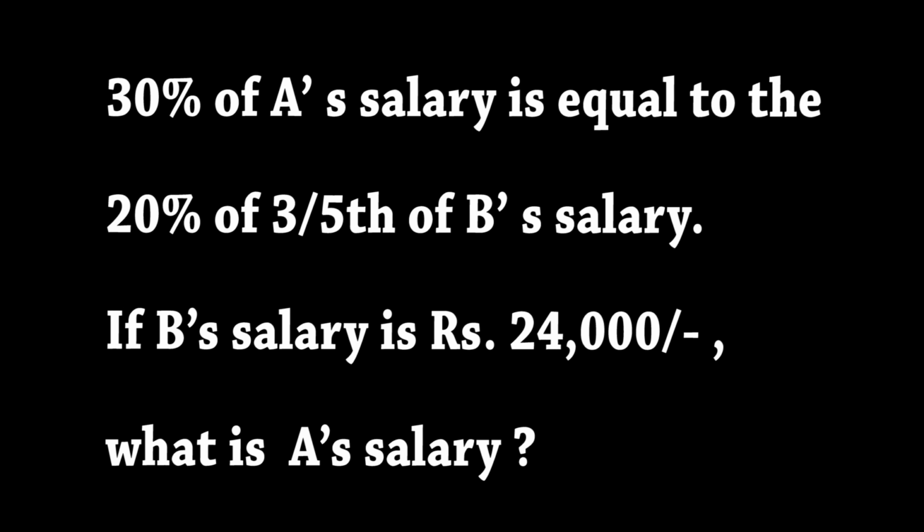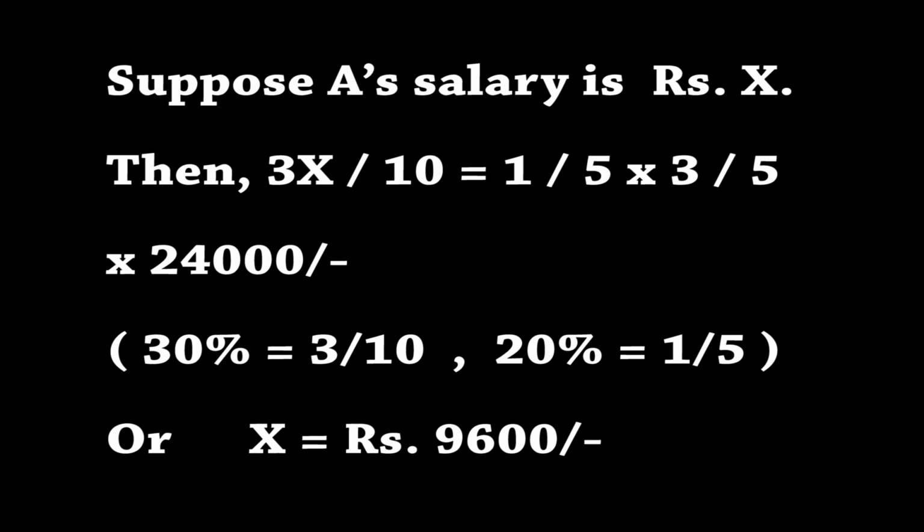Next question. 30% of A's salary is equal to 20% of 3 upon 5 of B's salary. If the salary of B is rupees 24,000, what is the salary of A? Solution. Suppose salary of A is rupees X. Since 30% equals 3 upon 10 and 20% equals 1 upon 5, then 3X divided by 10 is equal to 1 upon 5 multiplied by 3 upon 5 multiplied by 24,000, or X equals rupees 9,600.